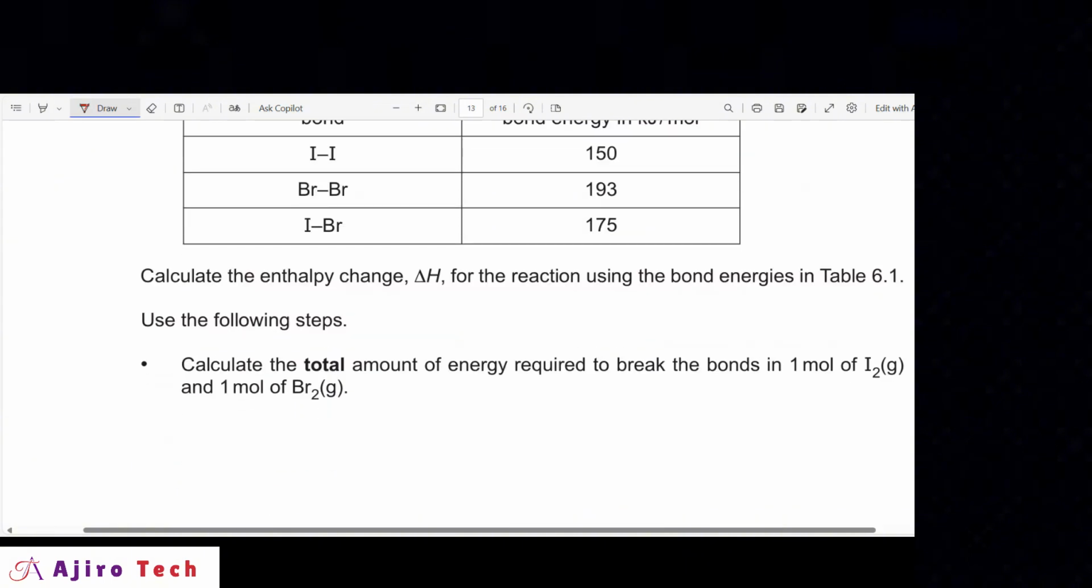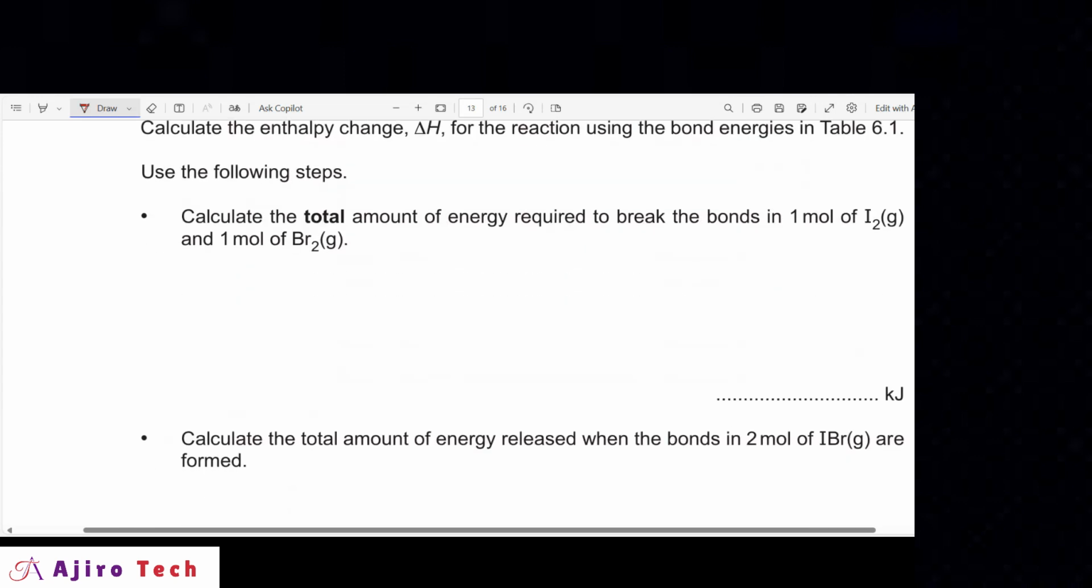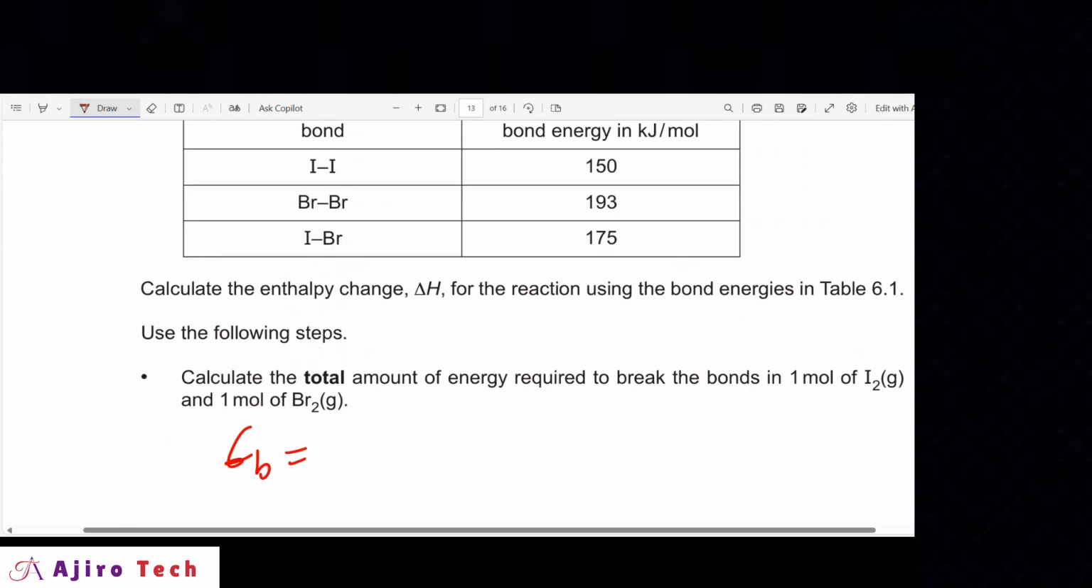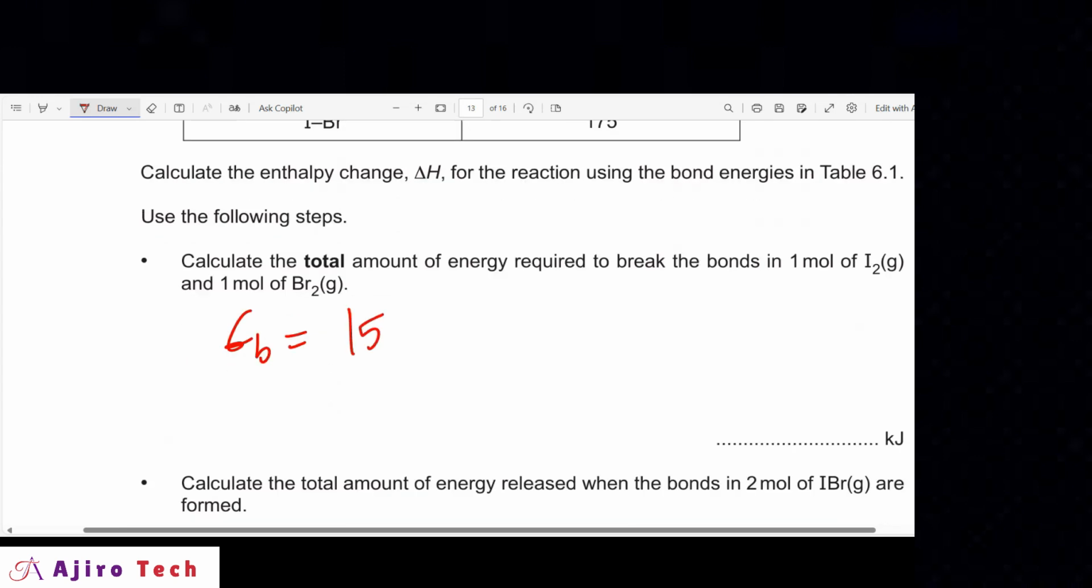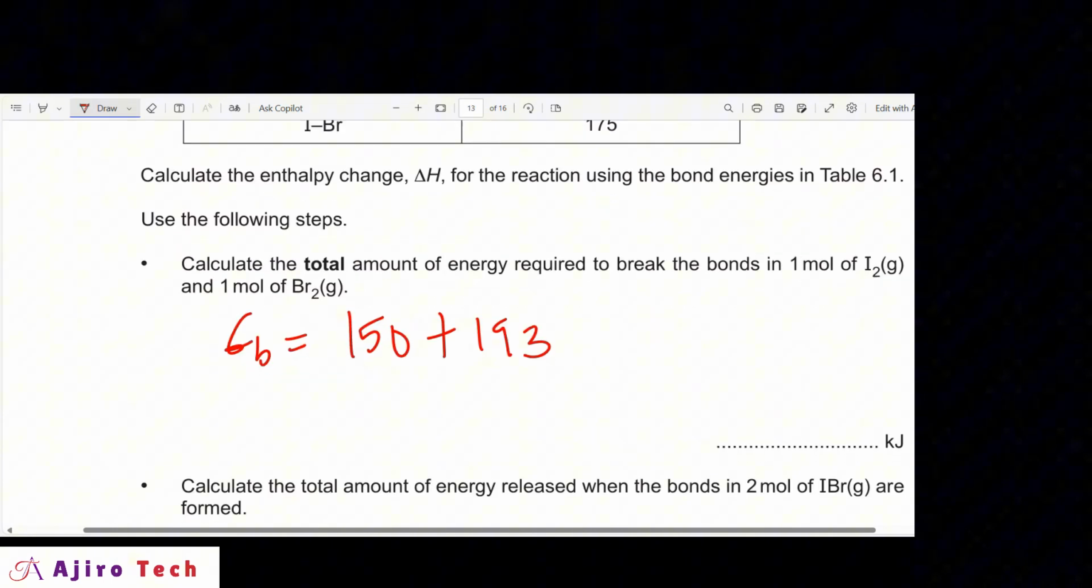So what we simply do is add them up. So for the energy to break, let's say EB, let's check the data again. It's simply 150 plus 193, right? Yeah. So let's add them up. 150 plus 193, so I have 343. So 343 kilojoules per mole.